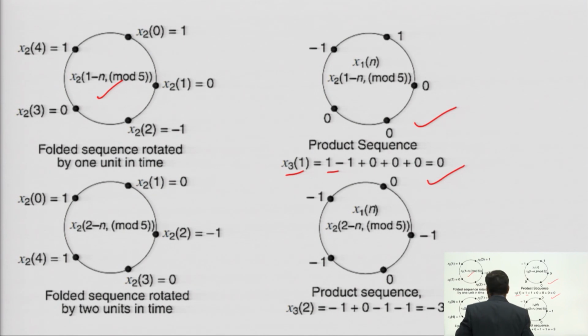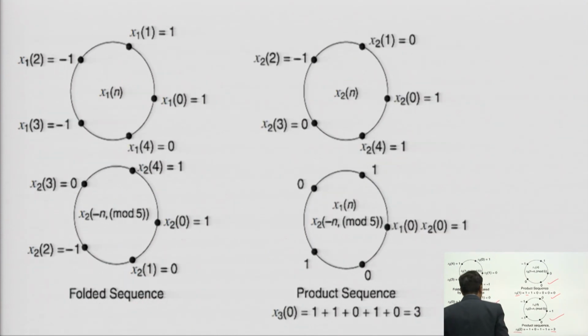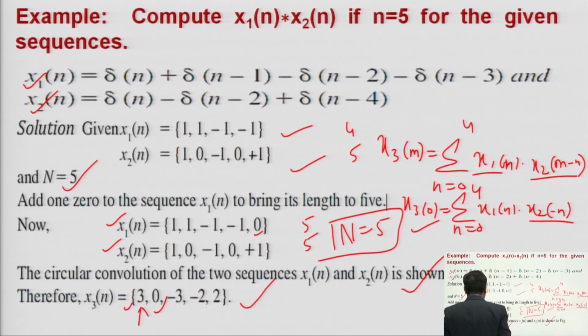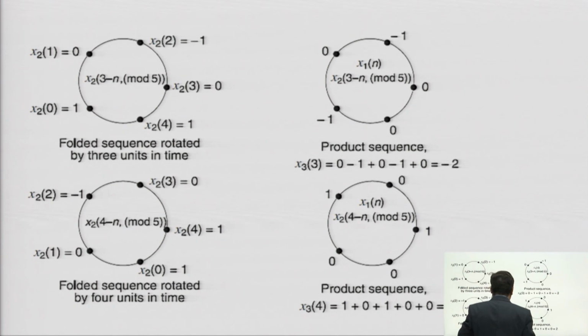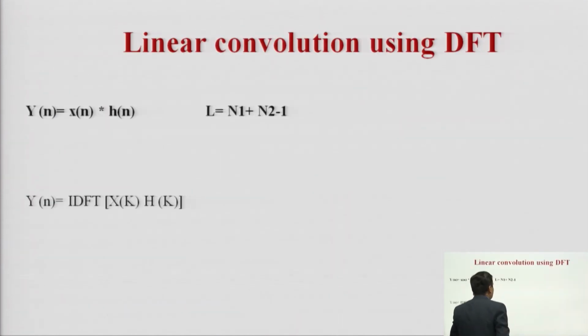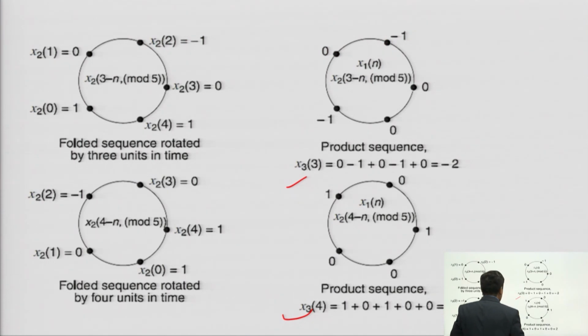So, this will be this one. Okay. Now, what you want to calculate is x3 2, again you will have this x2 2 minus n. Now, if you multiply this x2 2 minus n and x1 n, you will get this product sequence. Now, this product is minus 1 minus 2 minus 3. So, the answer will be minus 3. So, at 2 its value will be minus 3. Then, at 3 it will be minus 2, at 4 it will be 2. So, in this way you can calculate easily all the values like x3 4, x3 3, and you can conclude your answer here.